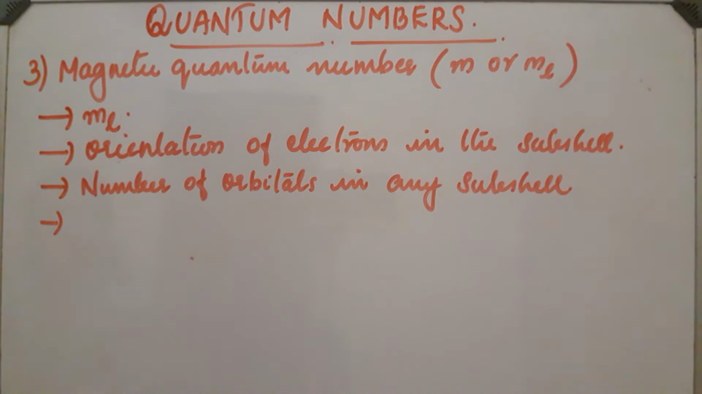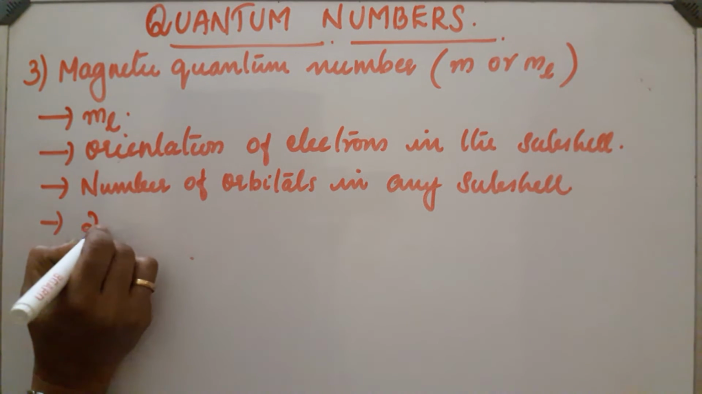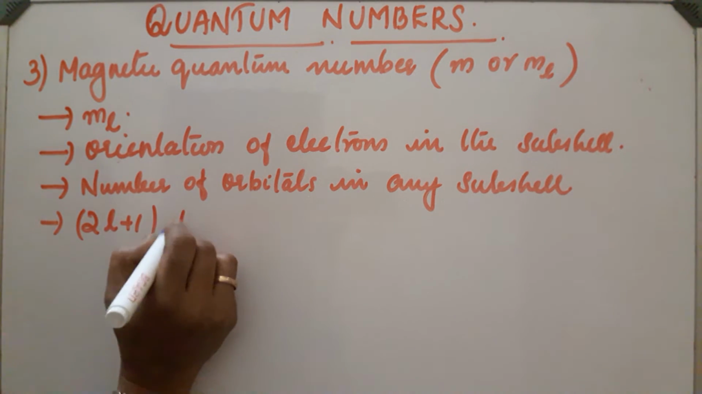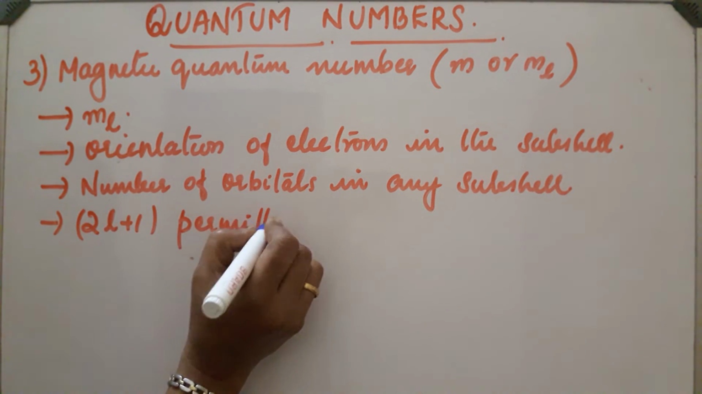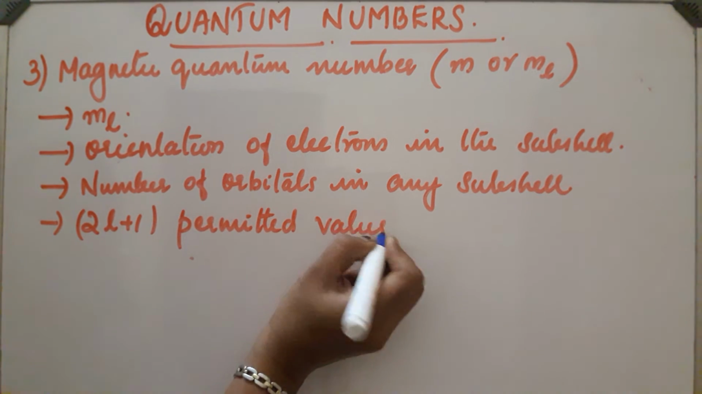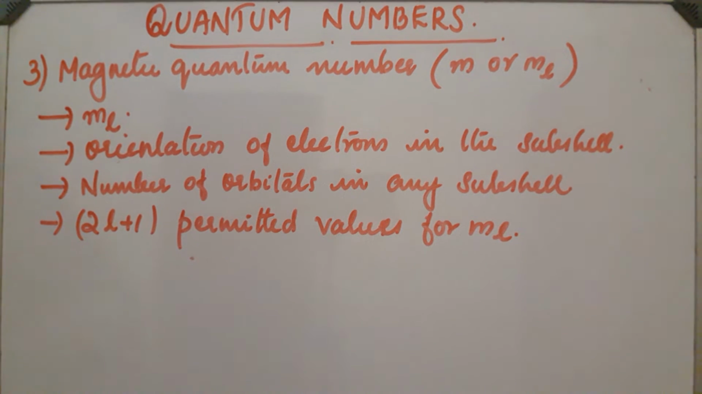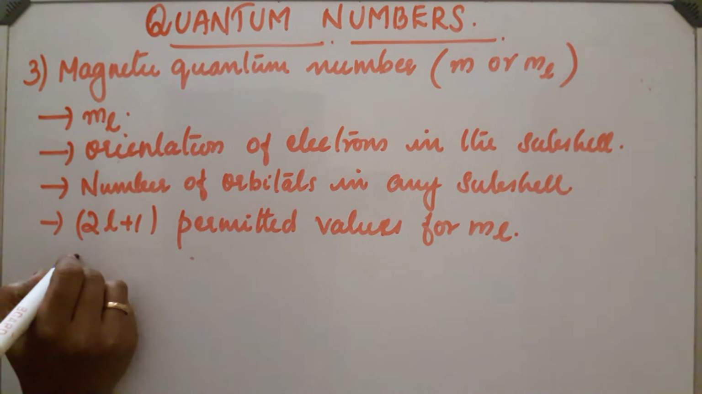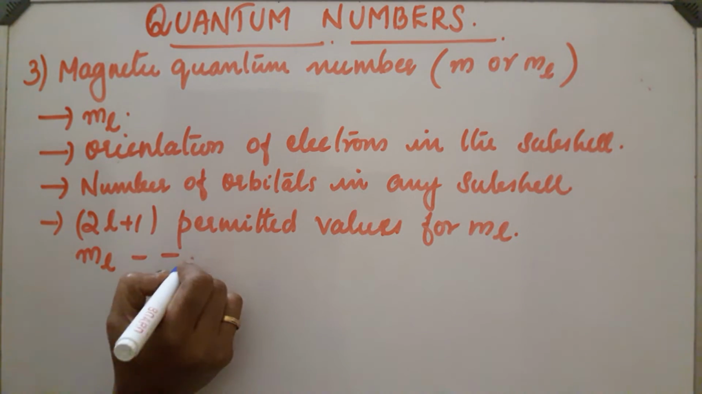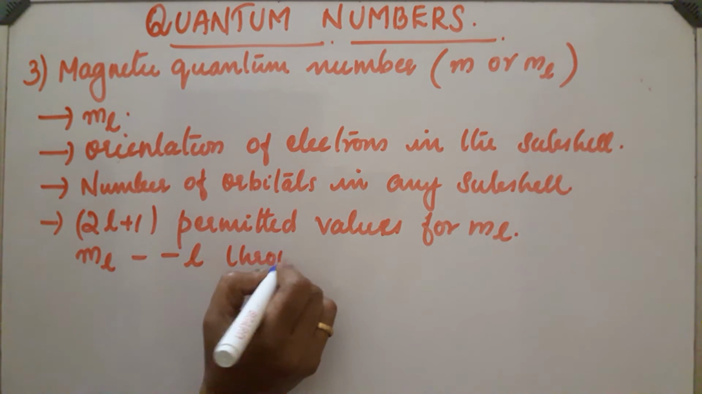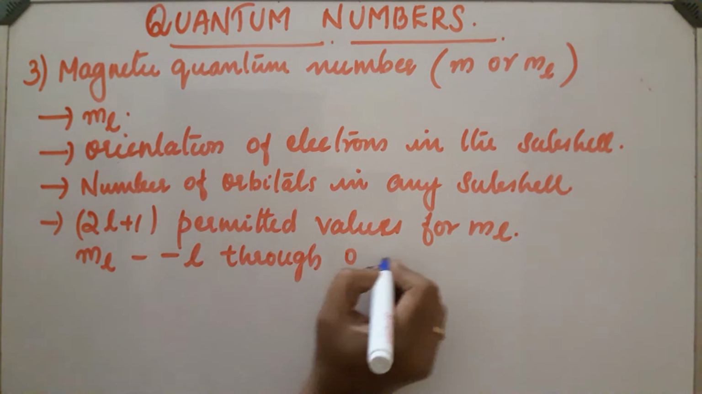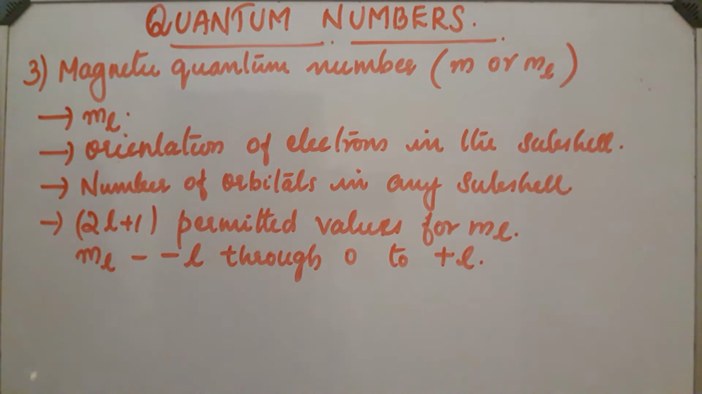ML depends upon the L value. ML depends upon the azimuthal quantum number, that is the L value. For a given value of L, there are 2L plus 1 permitted values for ML. This ranges from minus L through 0 to plus L, and it can have 2L plus 1 values.